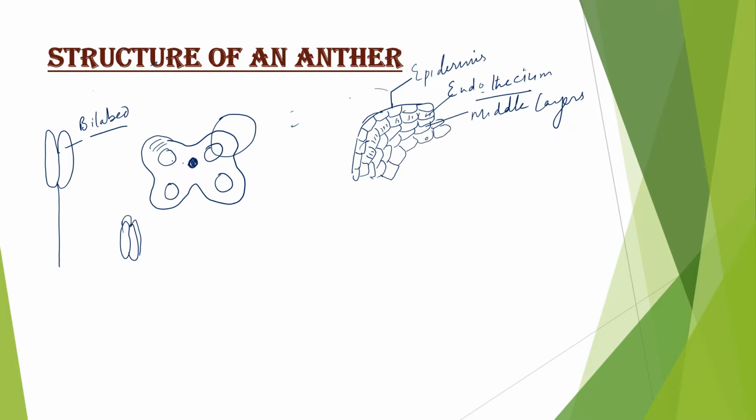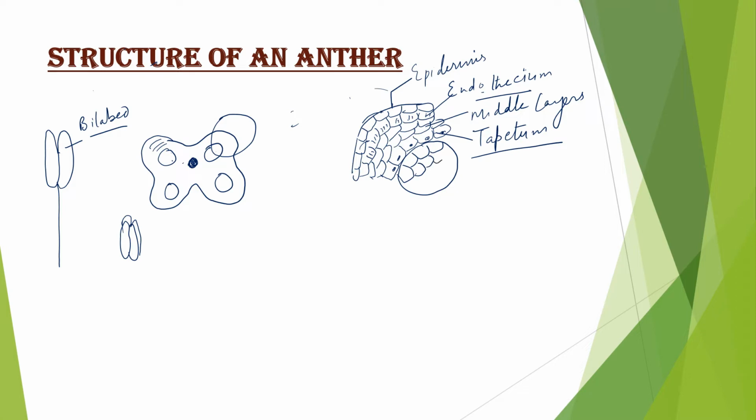The innermost layer is a nutritive layer which is called the tapetum. The one below the 2-3 middle layers, the innermost layer, is the nutritive layer. It provides nutrition to the growing microspore mother cells.